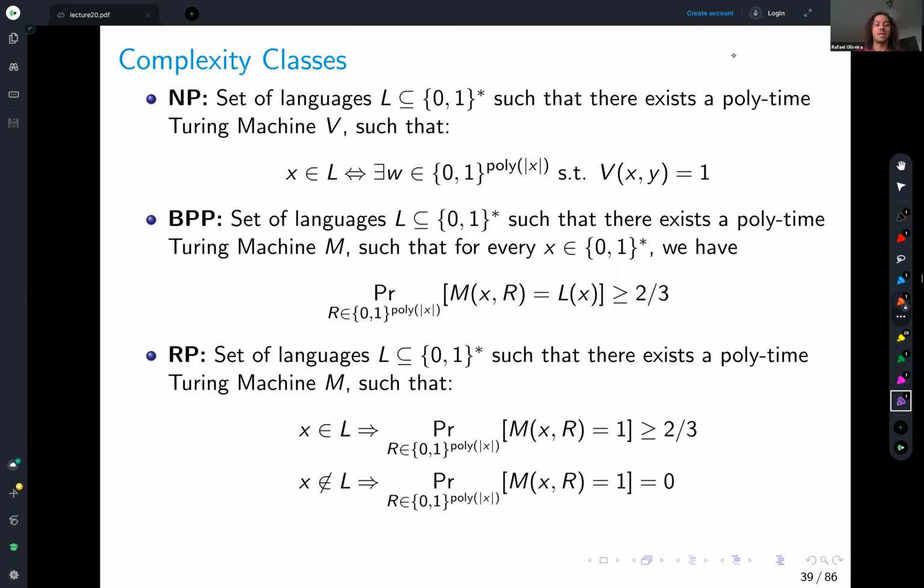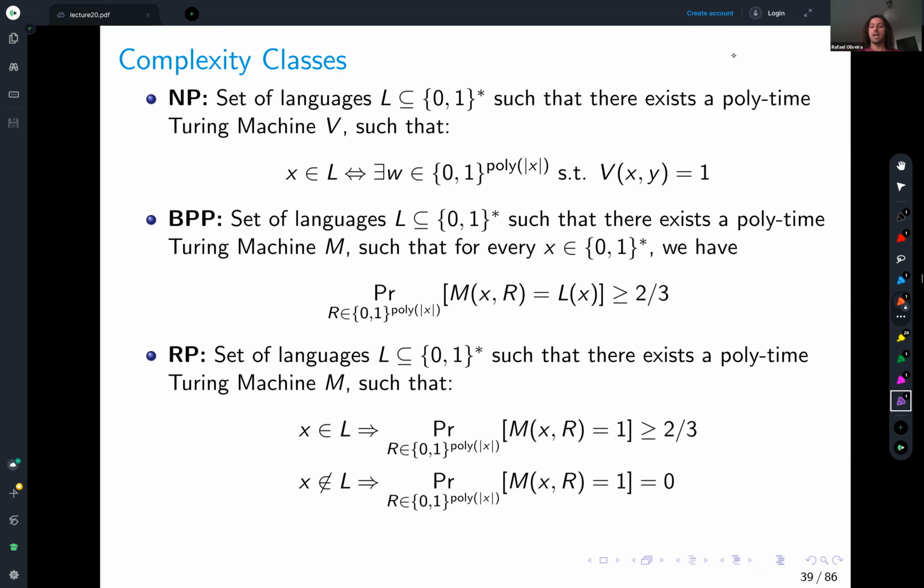But here's a specialization of BPP, which is just called randomized polynomial time algorithms, right? Here is a set of languages such that there exists a polytime Turing machine such that if X is in the language, then with probability 2/3, I'm going to output that X is in the language. And if X is not in the language, then I demand that you never output that X was in the language. Does that make sense?